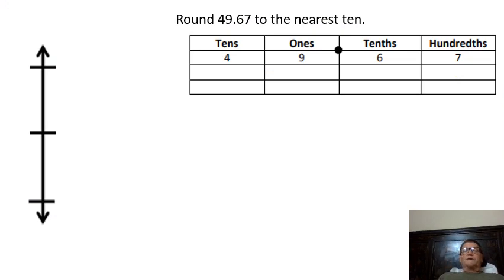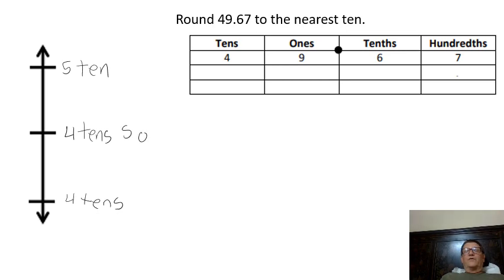All right, so let's take a look at this one. This one says round 49 and 67 hundredths to the nearest 10. It doesn't say tenths, it says 10. And we can see we've put it in this place value, we can see that as far as tens go, we have 4 tens. And that means the top of our line would be 5 tens. And our center would be 4 tens, 5 ones. Now this is the way we did it yesterday.